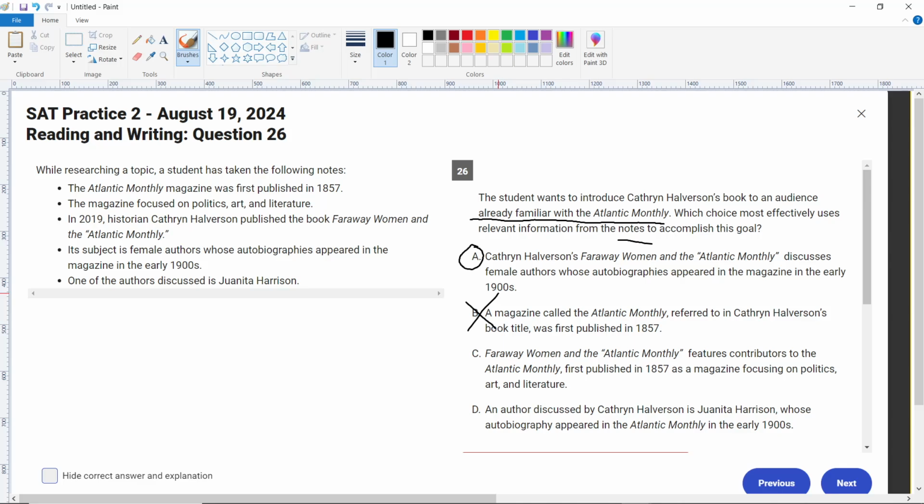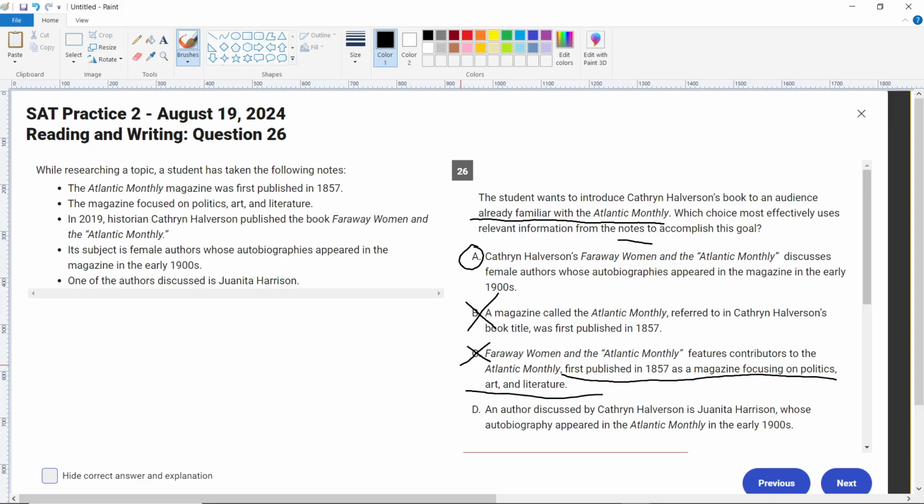C, Faraway Women in the Atlantic Monthly features contributors to the Atlantic Monthly, first published in 1857 as a magazine focusing on politics. This second part describes the Atlantic Monthly, but this has to be an audience already familiar with it. Don't waste time describing it. C is out. So although this does introduce this, well, if Faraway Women in the Atlantic Monthly is a book, it introduces it. It also explains that Atlantic Monthly would be for an audience not familiar with that magazine.